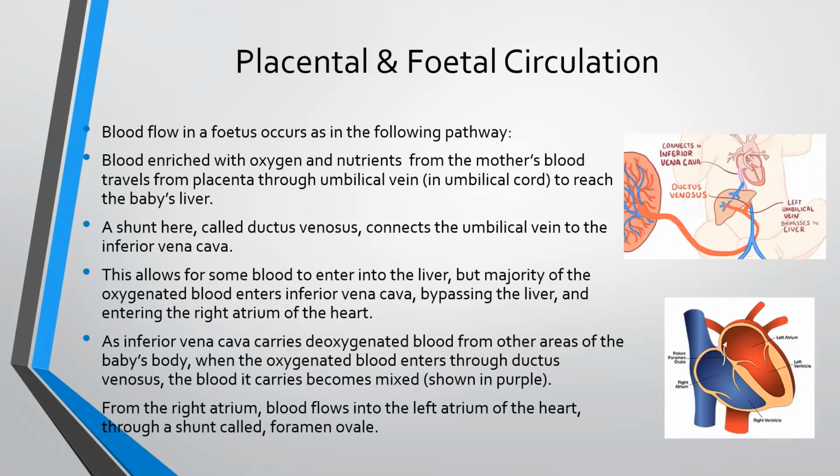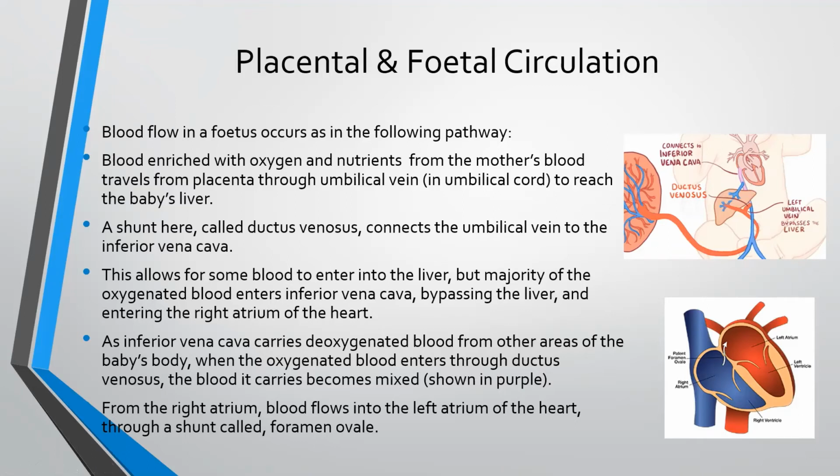This also allows for some blood to enter into the liver, but the majority of the oxygenated blood enters into the inferior vena cava, bypassing the liver and entering the right atrium of the heart. So you can see in this diagram, oxygenated blood from the placenta travels through the umbilical vein and reaches the liver. And here there is a shunt. This shunt is called the ductus venosus, and the majority of the blood bypasses the liver and enters into the inferior vena cava here.